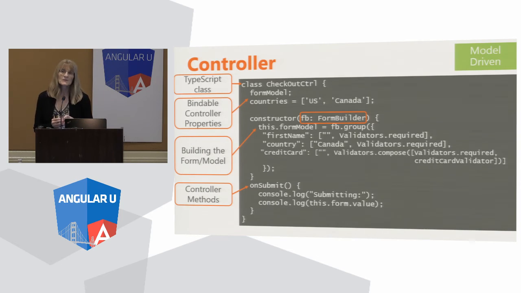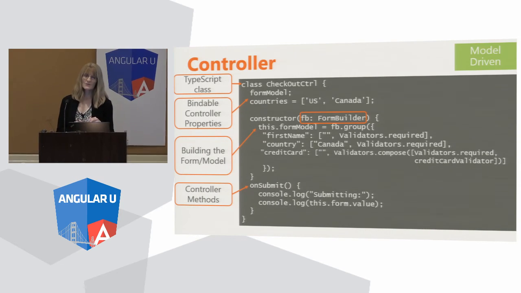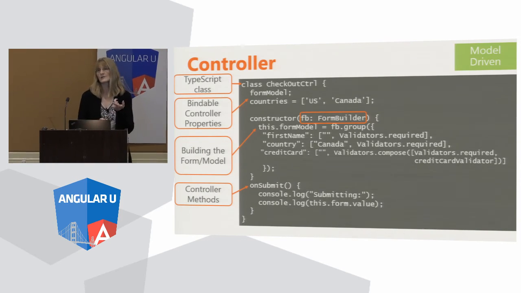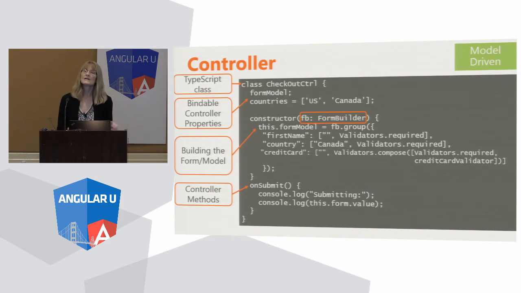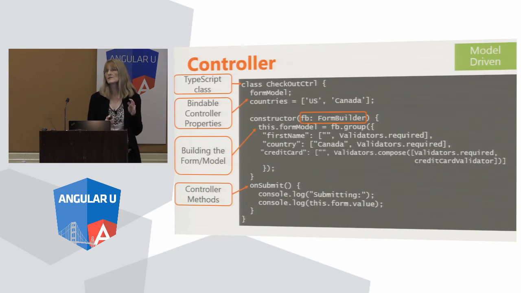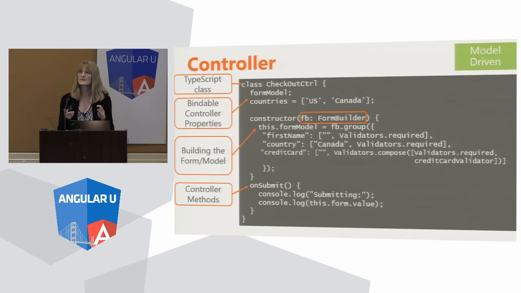If you just wanted to create one control, there is also a control that you can create, a new control. Validators would be something that you would pull in an import. So the validators.required is a built-in one, and the credit card validator would be a custom one that you would build as a custom function.